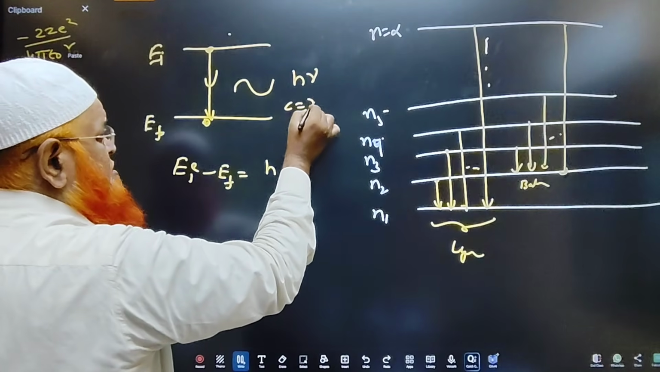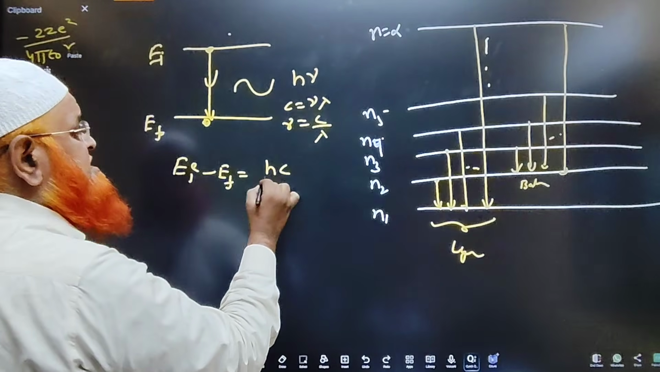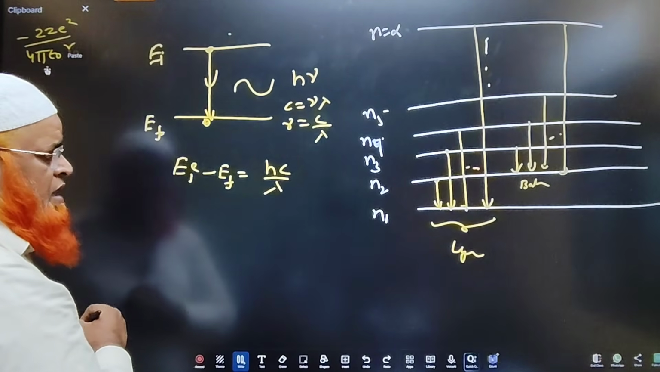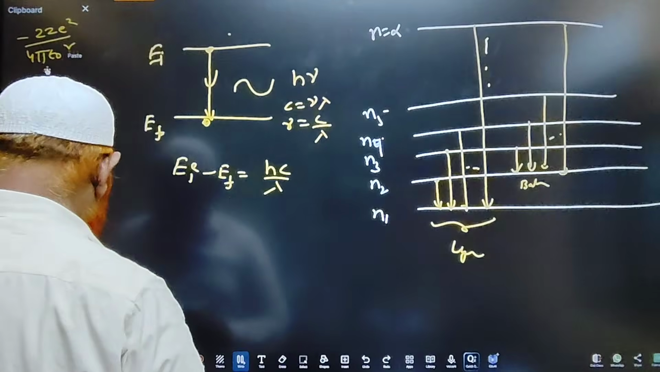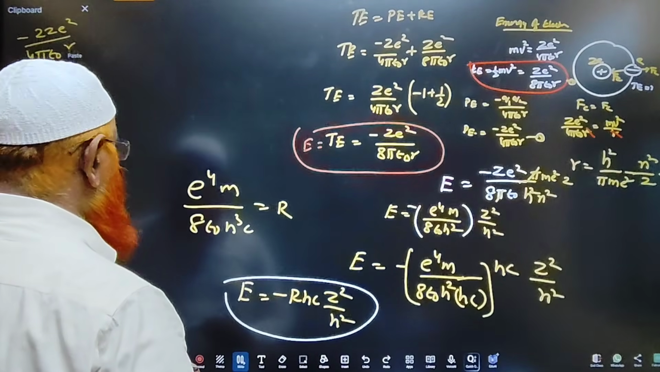And you know c is equal to nu lambda, so nu is equal to c by lambda. In place of nu, we can write hc by lambda. Understood? And what is the formula for energy? RHC z square by n square.